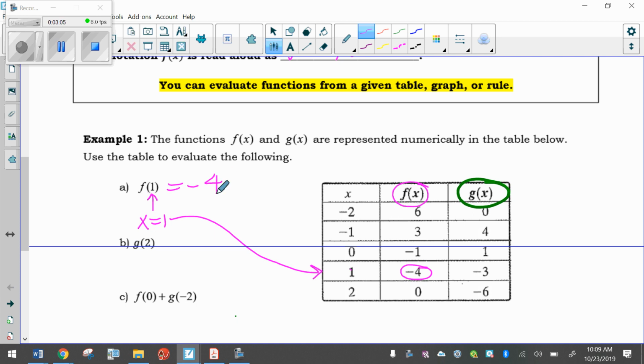Again, it's basically asking what is the output for y when x equals 1. That's what you're asking yourself. Okay? So the next one is g of 2.